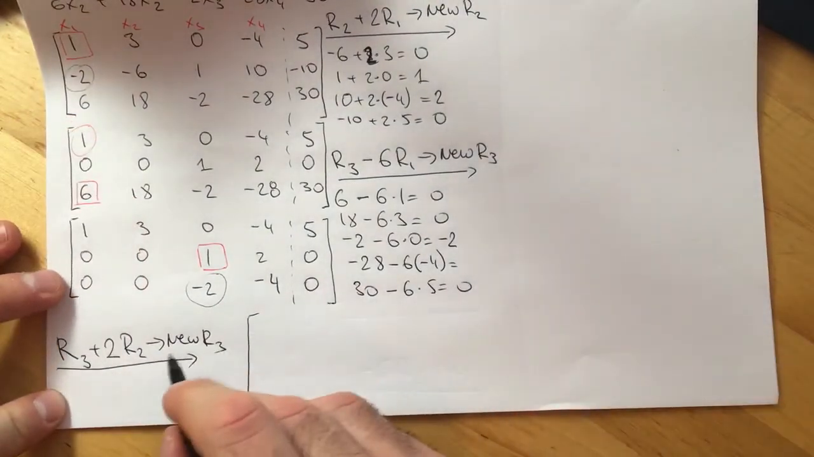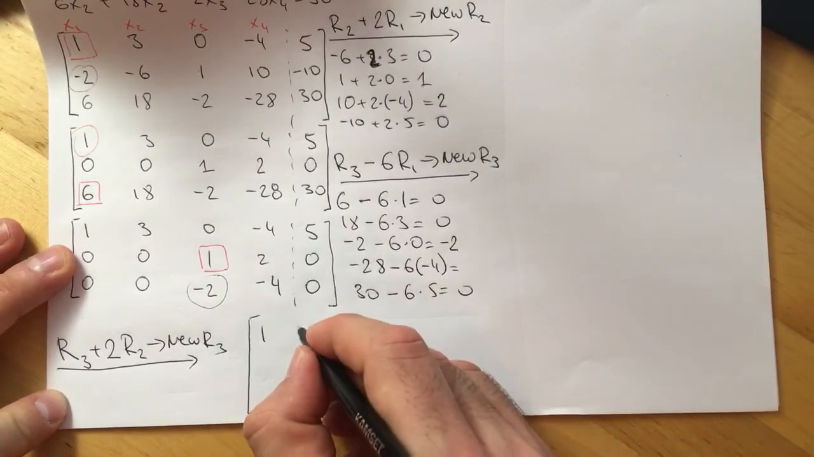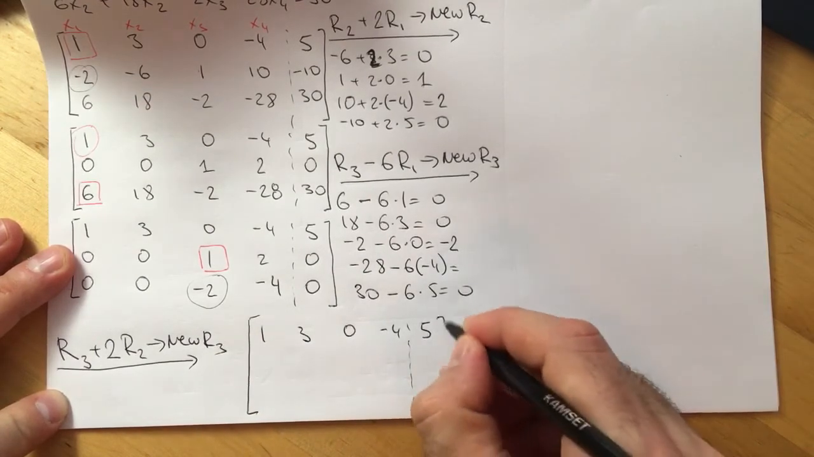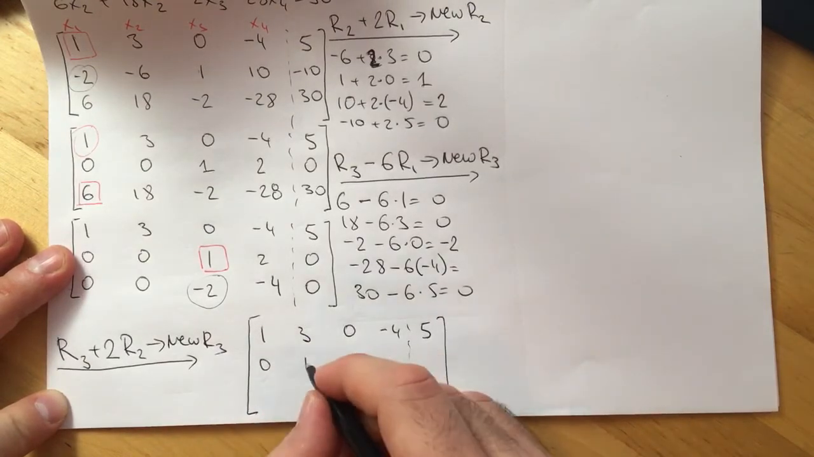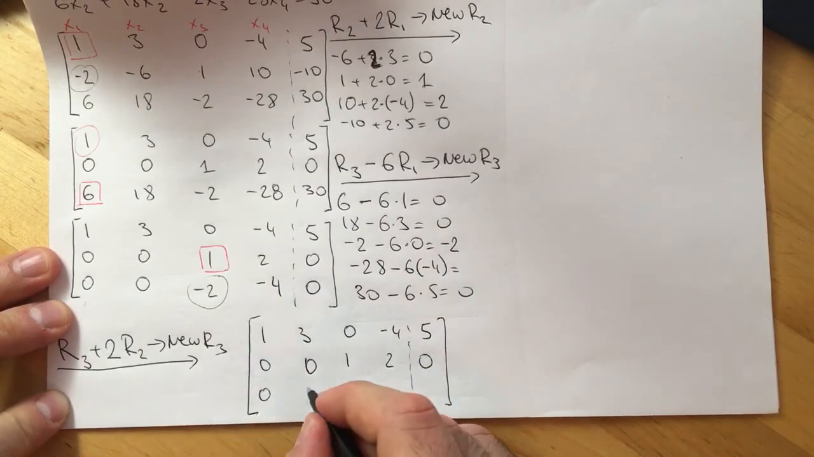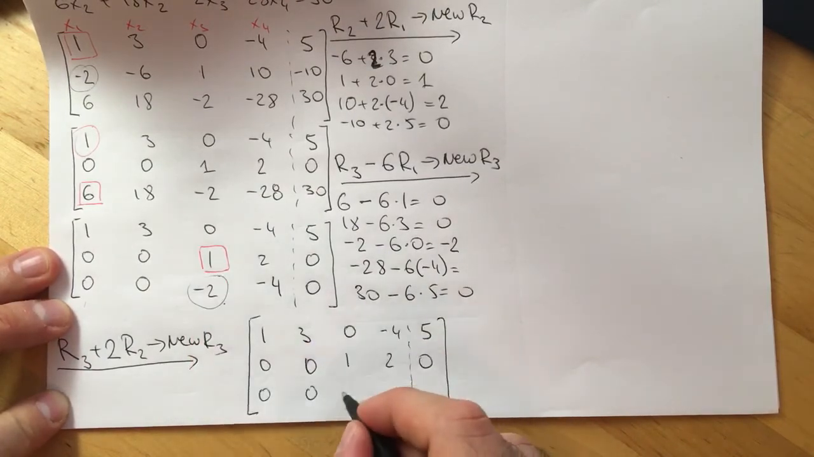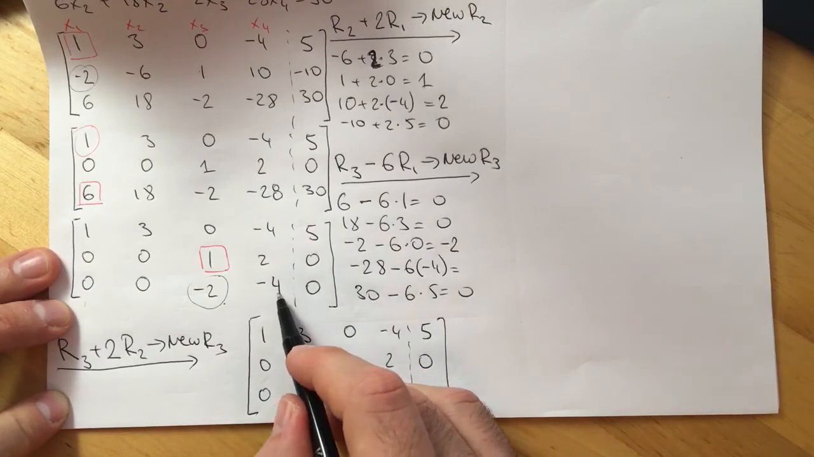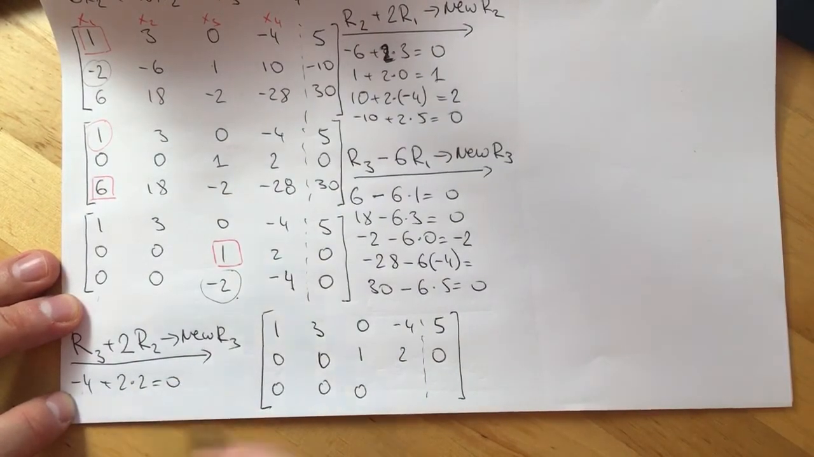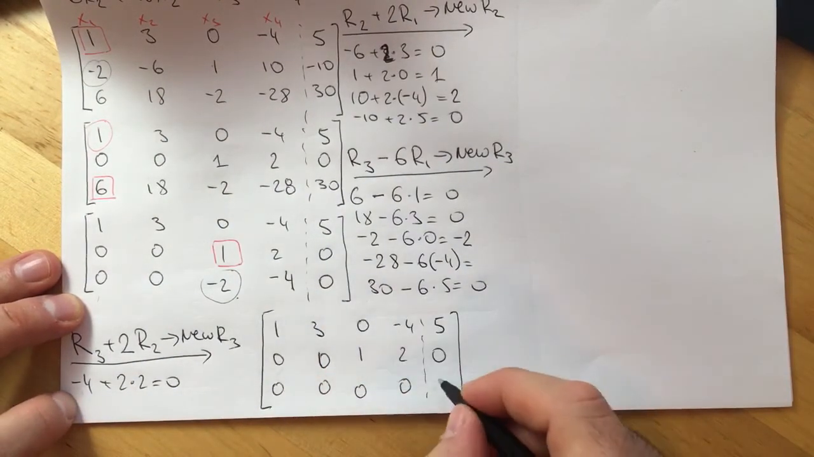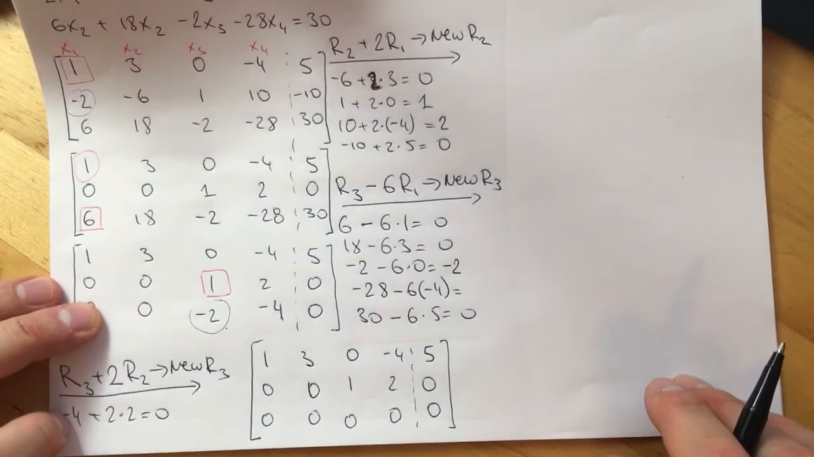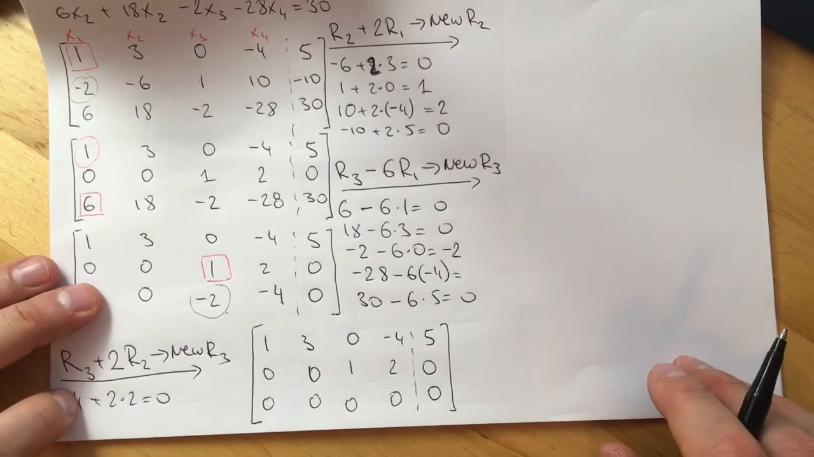Okay, so I copy the first two rows: 1, 3, 0, negative 4, 5, and 0, 1, 2, 0. Then you have 0, 0, negative 2 plus 2, which is 0, negative 4 plus 2 times 2, which is also 0, and then 0 minus 0 is 0. Okay, and at this point we can stop.